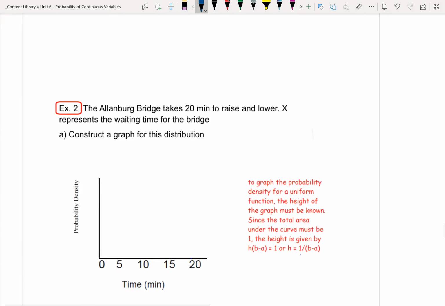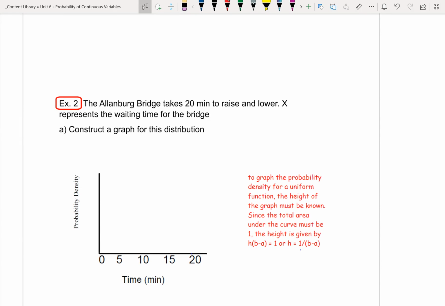In example 2, we're going to take a look at using a probability distribution graph for continuous variables. The Allenberg Bridge takes 10 minutes to raise and lower. X represents the waiting time for the bridge. We want to construct a graph for this distribution. Because we're dealing with time, it has to be a continuous variable or continuous probability distribution graph, because time is a continuous value. What we want to do, though, is assume uniform distribution.